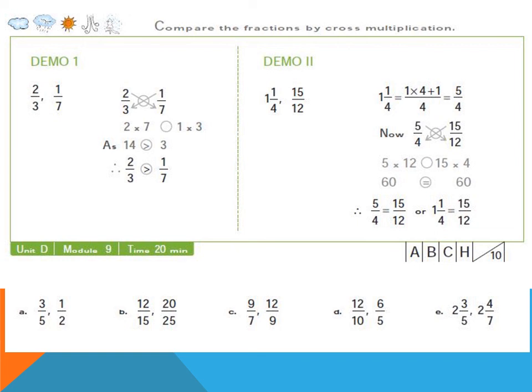If required, refer to the previous video in which we have discussed the theory part and do all the problems of module number 9. I'll show you the answers at the end of the video.